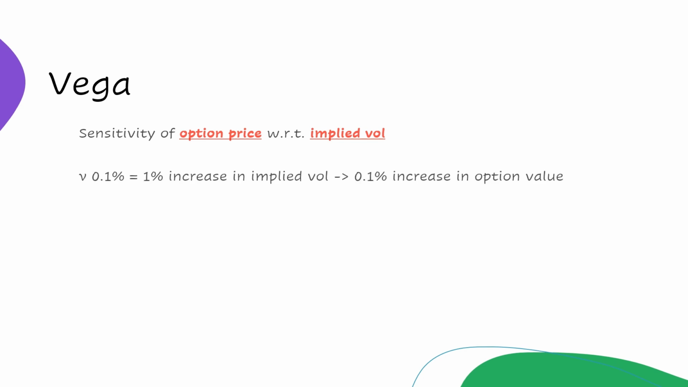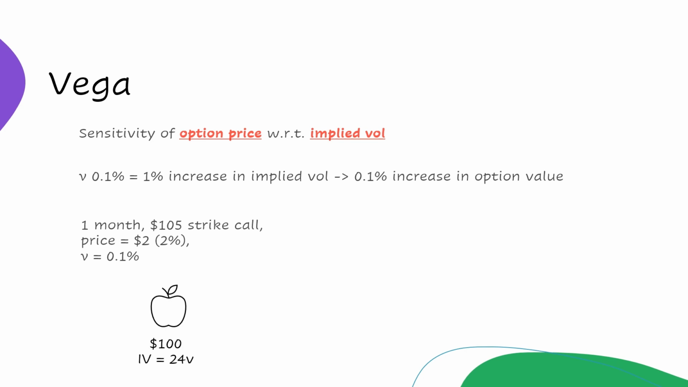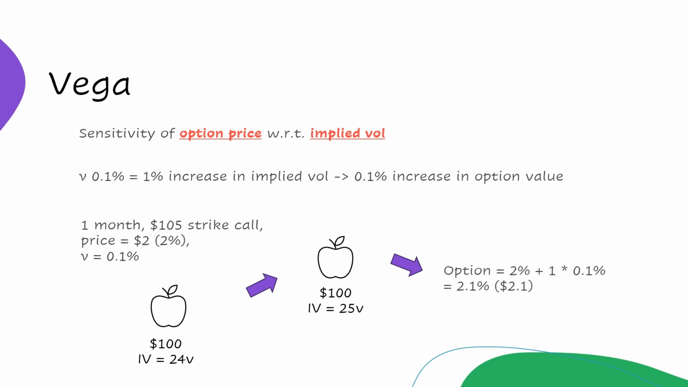Next Greek is vega. Vega is the sensitivity of option price with respect to implied volatility change. Vega of 0.1% means a 1% increase in implied volatility will cause option price to increase by 0.1%. For example, for a 1-month call option on Apple with strike $105, option price is at 2% of spot with vega 0.1%. Assume Apple is at $100 with implied volatility at 24%. If spot stays the same but implied vol moves up to 25%, then the option price will be 2% plus 1 times 0.1%, which is 2.1% of underlying spot.